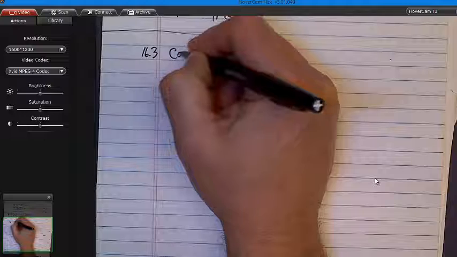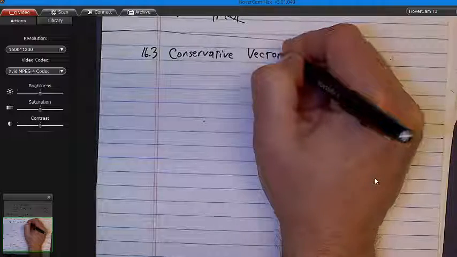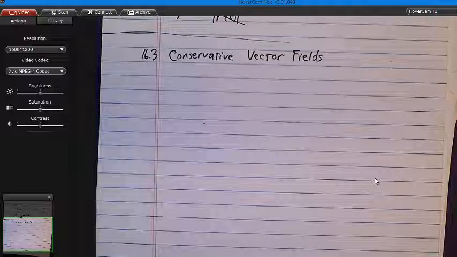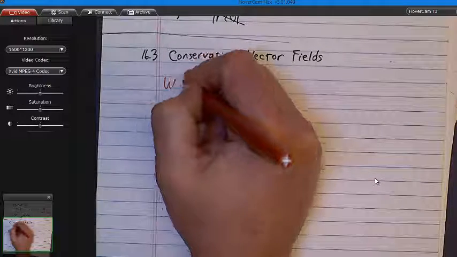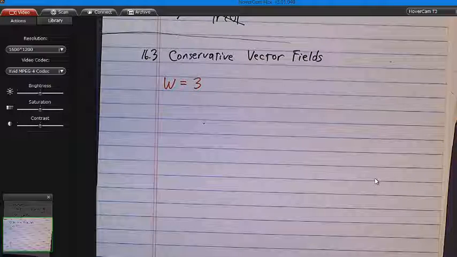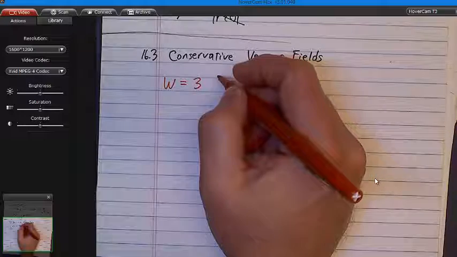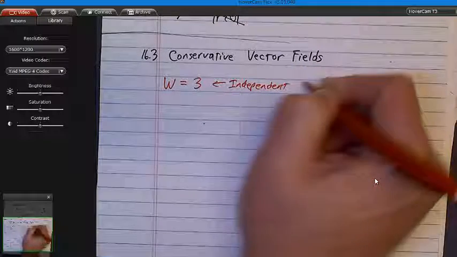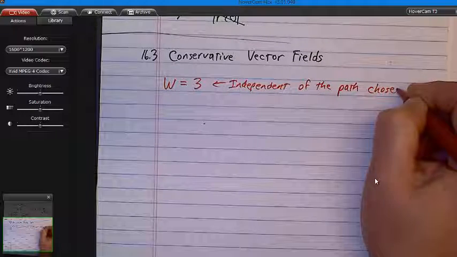Today, oh, okay, well, the title of the section for you guys, it's called Conservative Vector Fields. Now, we haven't said what that is yet, exactly, but it's related to this idea of independence of path. Okay? So, you guys computed the work, right? And you got the work is 3 over and over again. Right? So it's 3, but we had independence of the path chosen. Right?